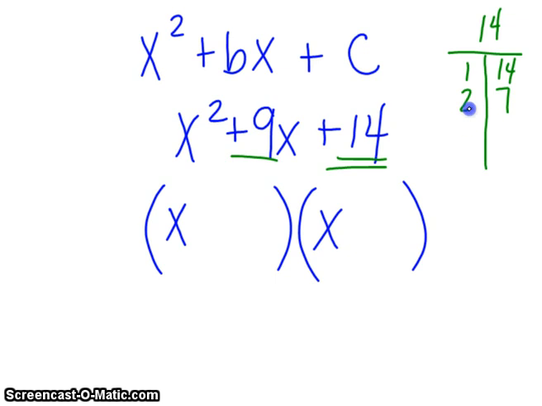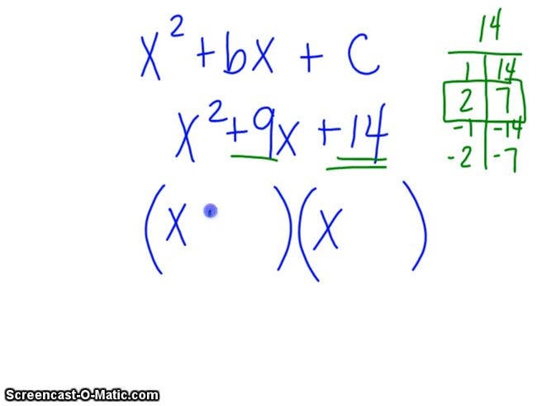And if I needed to, I could also consider negatives. So a negative 1 times a negative 14 is a positive 14. A negative 2 times a negative 7. Now these negatives are going to help us if the coefficient of x had been a negative number. So if I needed something to add together to be a negative coefficient of x, I would look at this part of my table. But I just need two numbers that multiply to be a positive 14 and add to be a positive 9, which we can see is the 2 and the 7 right here.